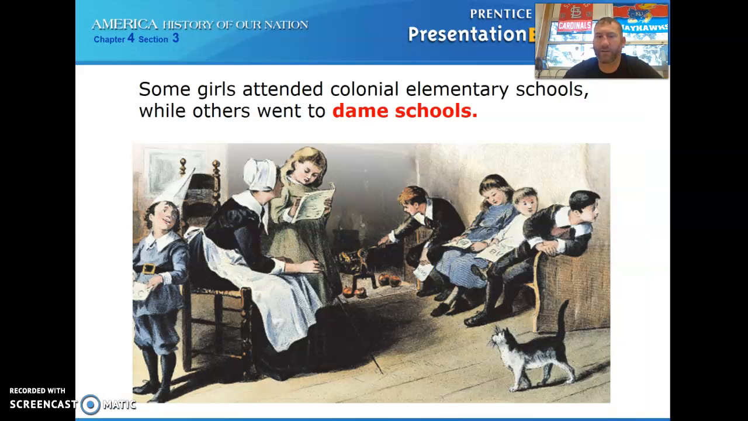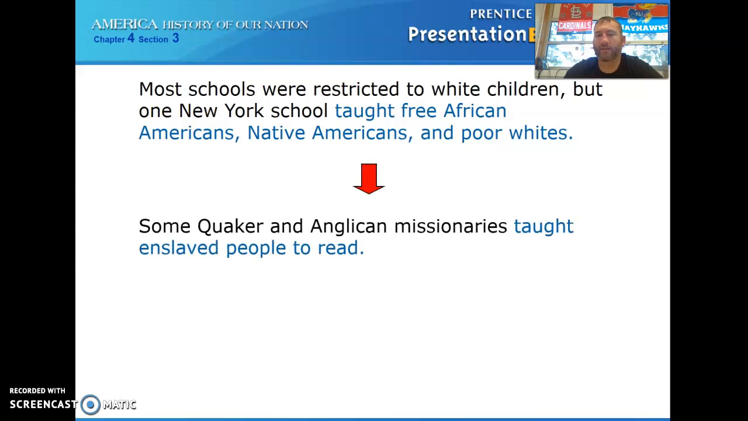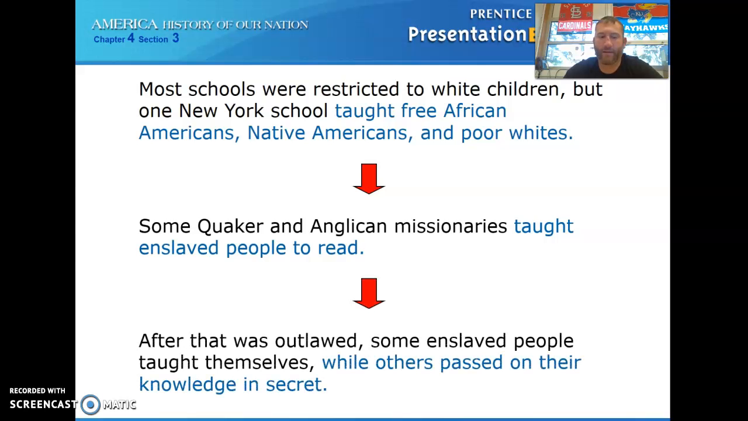Some girls attended colonial elementary schools while others went to dame schools. Most schools were restricted to white children, but one New York school taught free African Americans, Native Americans, and poor whites. Some Quaker and Anglican missionaries taught enslaved people to read, and after that was outlawed, some enslaved people taught themselves while others passed on their knowledge in secret. So unfortunately, there were very few education opportunities, and of the enslaved people that could read, most of them passed it on to their kids and other people in secret, because if we remember back to the slave codes, they could not learn to read or write, so it had to be done in secret.